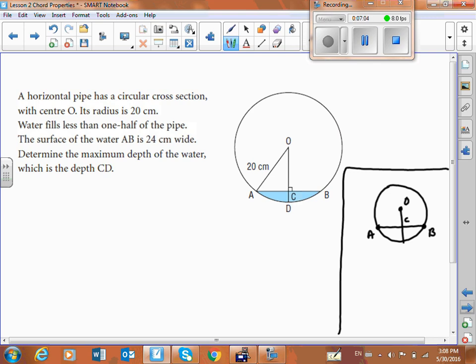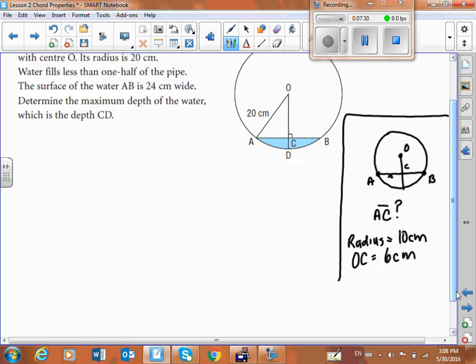Okay, O to C. And I want you to find the length of this place here. Actually, it's A to C that I want you to figure out. I'm going to tell you that the radius of this circle equals 10 centimeters, and that O to C in this circle is equal to 6 centimeters. Okay? So how could we find the length of A to C?